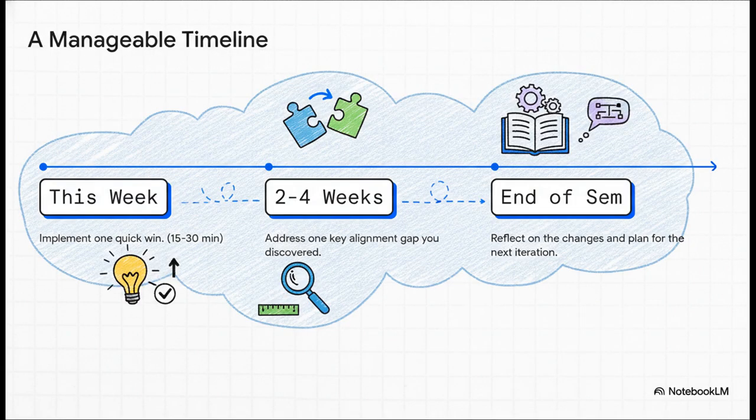And the implementation isn't meant to be overwhelming. The idea is to make it totally manageable. Maybe this week you just implement one quick win, something that takes 15 or 20 minutes. Then over the next month, you can tackle one of those deeper alignment gaps. It's a low-stress, iterative process that fits into a real schedule.